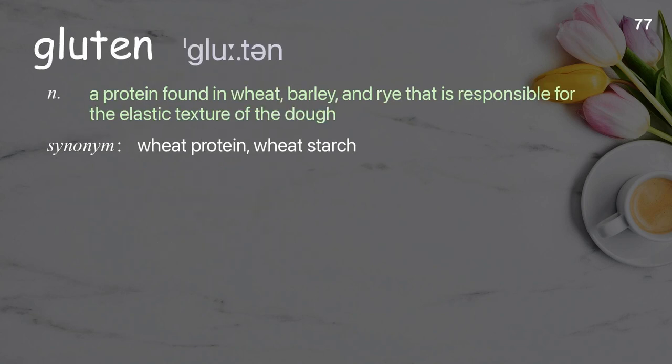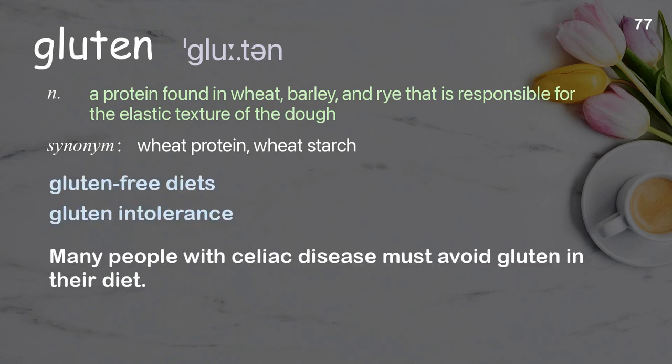Gluten. A protein found in wheat, barley, and rye that is responsible for the elastic texture of the dough. Examples: gluten-free diets. Gluten intolerance. Many people with celiac disease must avoid gluten in their diet.